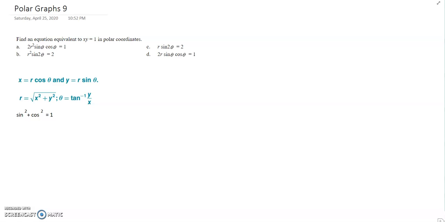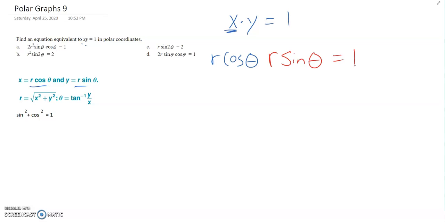All right, number 9, find an equation equivalent to xy equals 1 in polar coordinates. We can do the same thing we just did on the last one. Just replace x and y with these two equations, x equals r cosine theta and y equals r sine theta. So x times y equals 1. Let's go ahead and plug in for x, r cosine of theta, and let's plug in for y, r sine theta, equals 1.